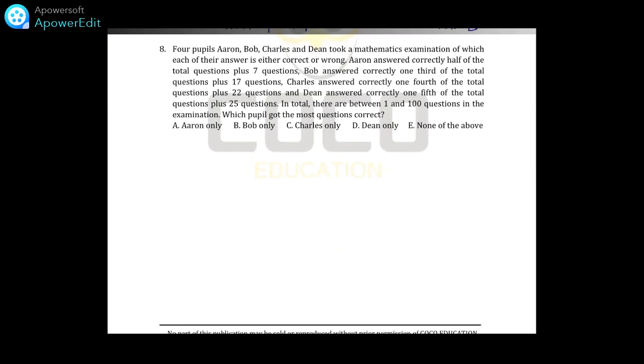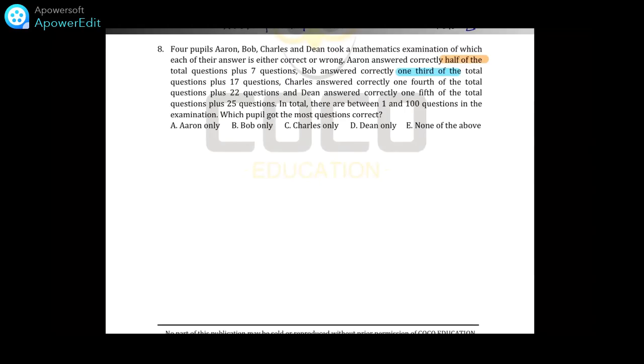Now, question 8. Aaron answered half of the questions correctly. Bob answered 1/3 correctly. Charles answered 1/4. Dean answered 1/5. So you get the LCM of 2, 3, 4, 5. The LCM will be 60.